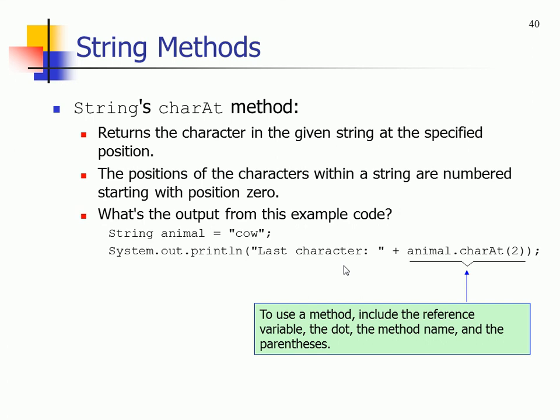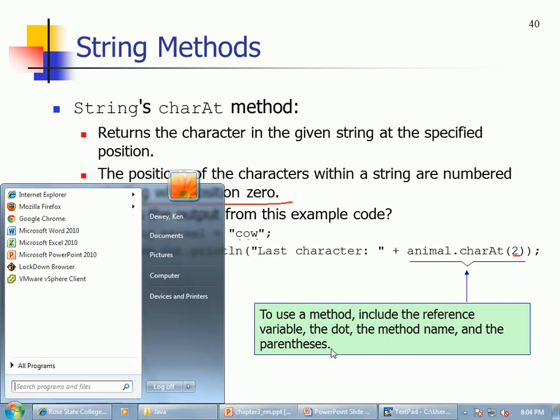Okay. charAt is amazing. You're going to use it lots. It says it returns the character in the given string at the specified position. Something very important: starting with position 0. All right. So this says "last character: " plus animal.charAt(2). So what's it going to print? Everybody get W? Yeah, he's right. C is 0, the next is 1, W is 2. Okay? Let's do an example of that.